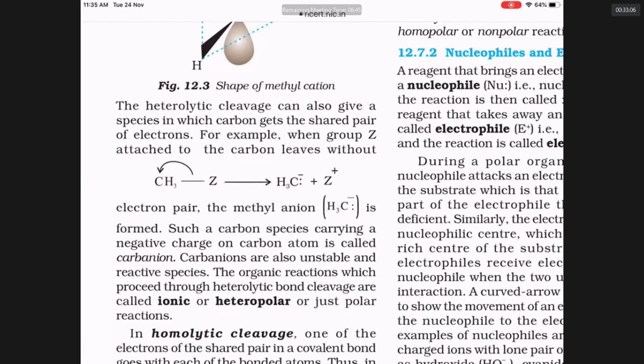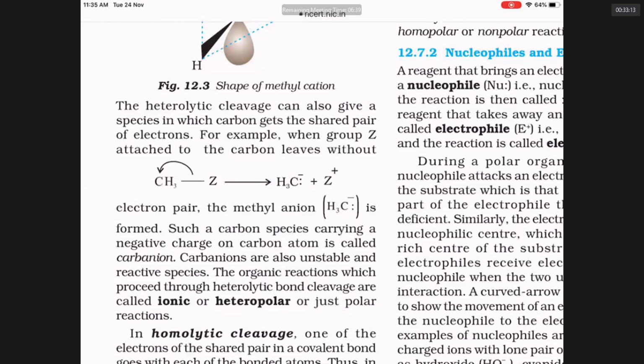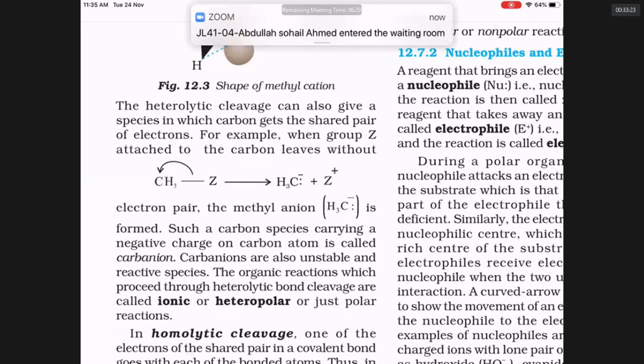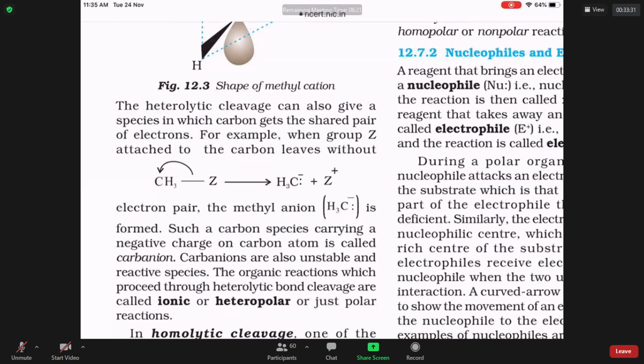Notice, carbocation is stabilized by somebody who gives electrons. Carbanion is stabilized by somebody who takes electrons. The order of stability of carbanion is opposite to the order of stability of carbocation. Because carbocation is stabilized by a factor that gives the electron, whereas carbanion is stabilized by a factor that takes away negative charge.